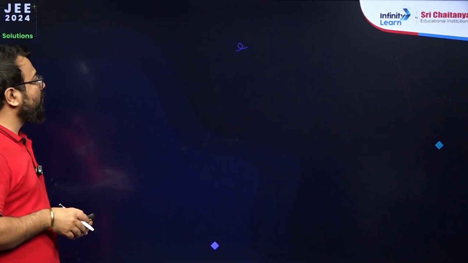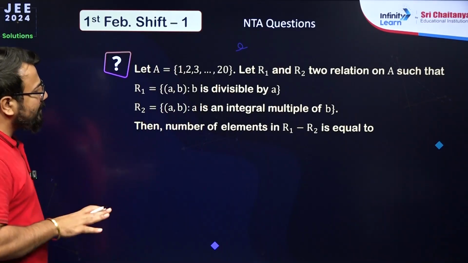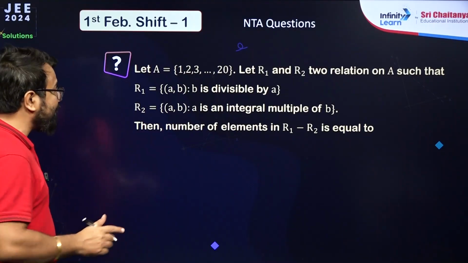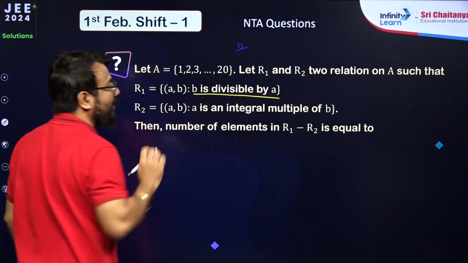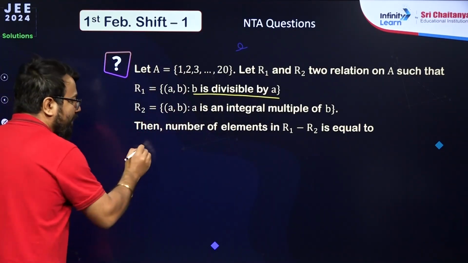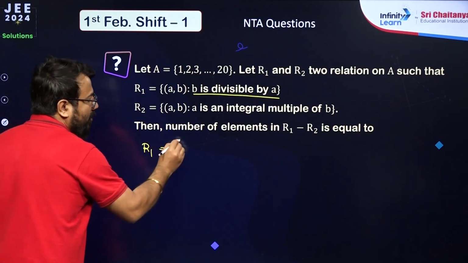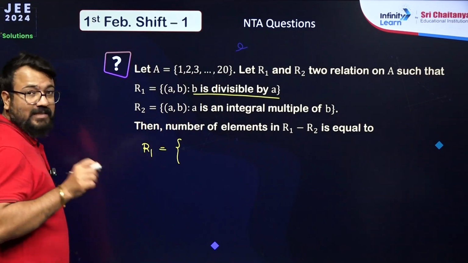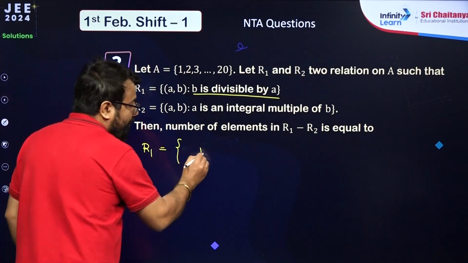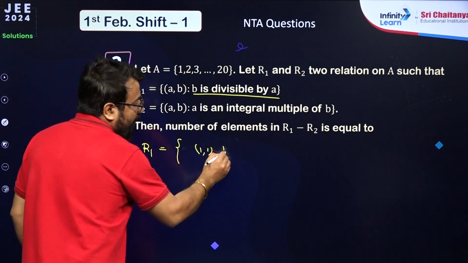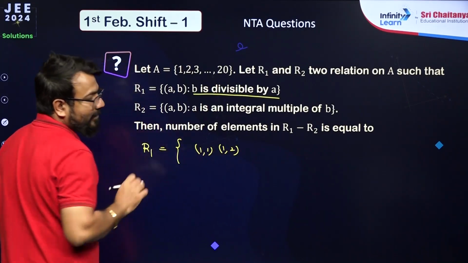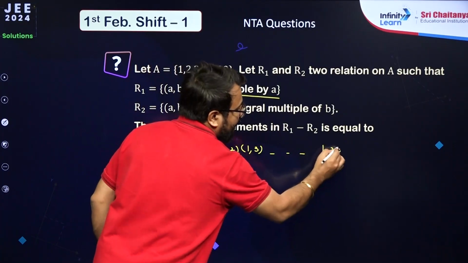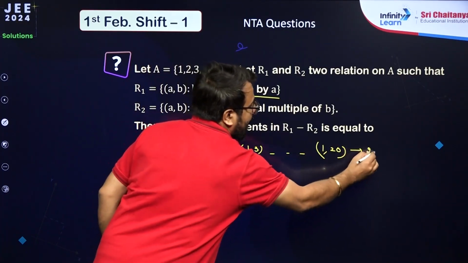Moving ahead to the next problem. So in this problem, there is a set and the relation is being defined on A cross A. R1 is a set such that B is divisible by A. So my dear students, let's see how to deal with all those values which satisfy R1. So that means 1 comma 1, okay, 1 comma 2 because 2 is divisible by 1, 1 comma 3 up till 1 comma 20. So these are the 20 elements in it.